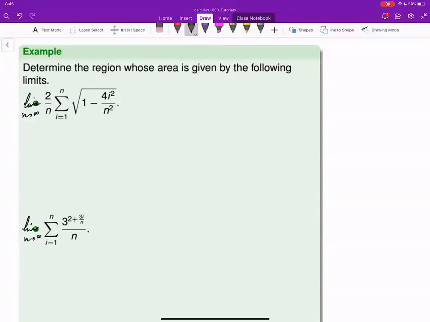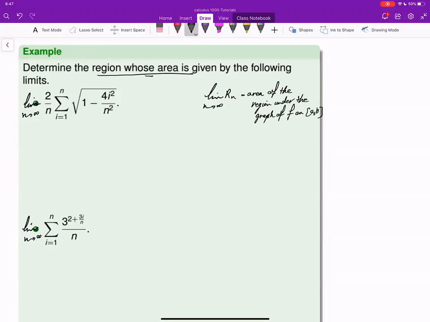So the question is asking: find the region whose area is given by this limit. Remember that the limit of Rn as n goes to infinity, where Rn is the right endpoint approximation of the area under the graph of a function, will be equal to the area of the region under the graph of f on the given interval [a, b].